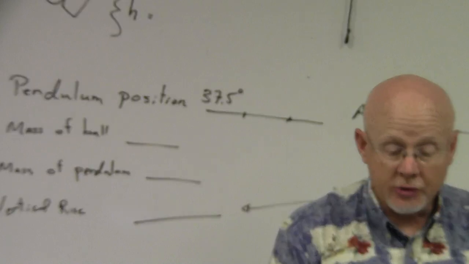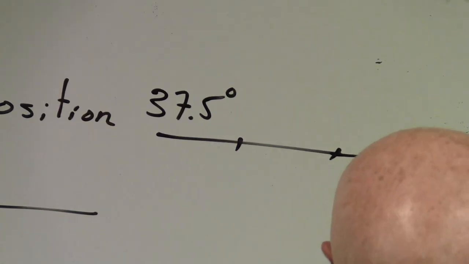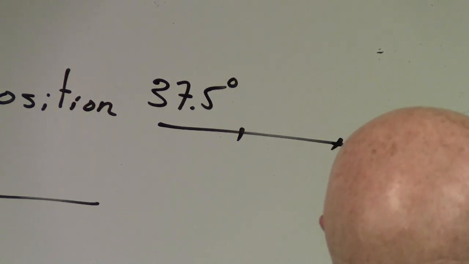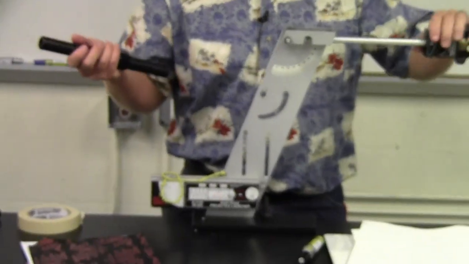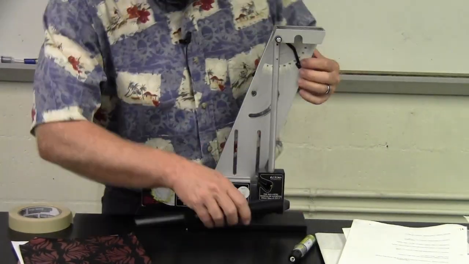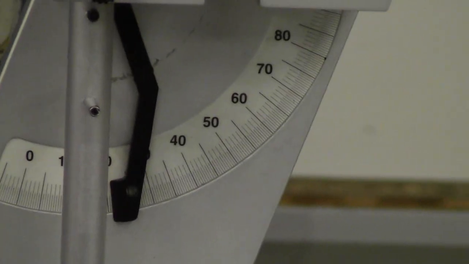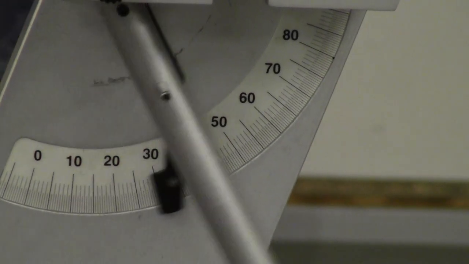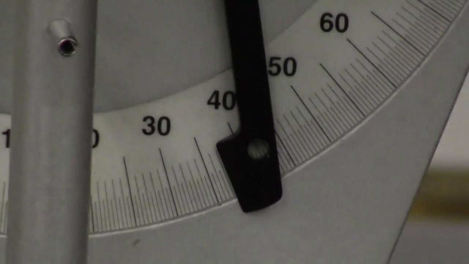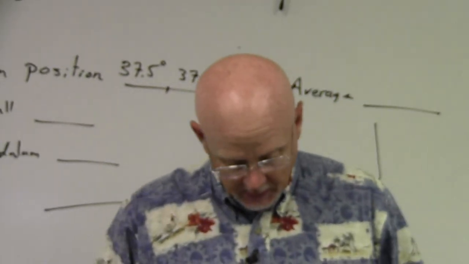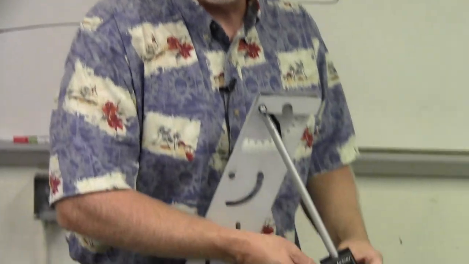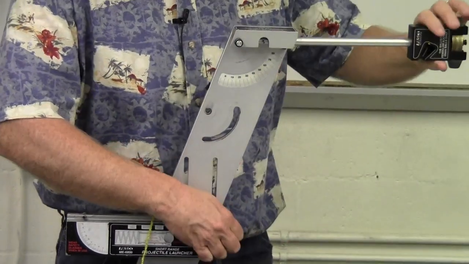And so your instructions from your author says, do this three times so we have a reasonable average. Okay, so let's fire it a second time. One, two, three, fire. And it fired this time 37 degrees. Okay, let me fire it one more time.